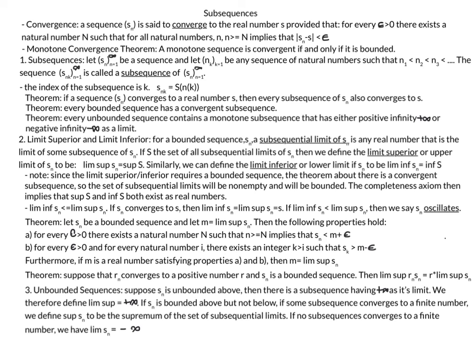Our last topic is really quick, and there is one example after the definition: unbounded sequences. If Sn is unbounded above, then the subsequence having positive infinity as its limit, and as we would expect, we define lim sup equals positive infinity. Here is the definition that we've been talking about, where sup is the supremum of the set of all subsequential limits. And last, if no subsequence converges to a finite number, we have lim Sn is equal to -infinity.